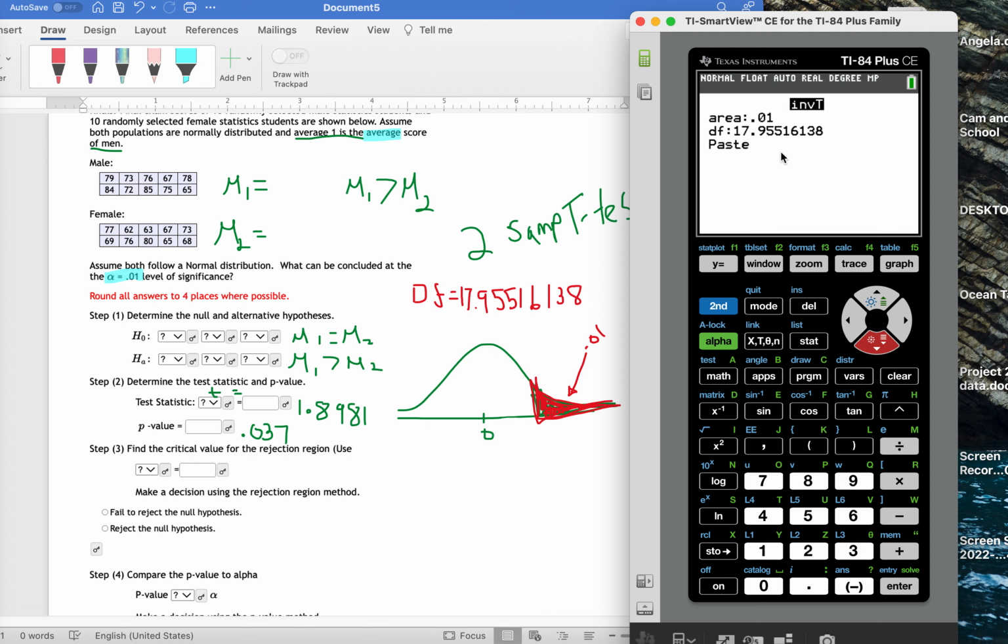Now, I can tell you right away, when I put this in, I'm going to get a negative number because, look, I'm doing the area of 0.01, but remember the calculator does it by default, the area to the left. So it thinks I'm doing this area here to the left. So it's going to give me the negative value, but I know because the t distribution is symmetric, it's going to be the same value over here, but positive because we're looking at the right tail.